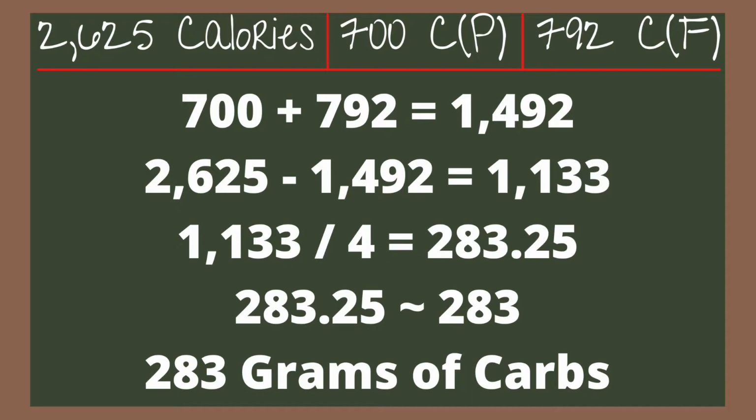So we need to also remember that there are 4 calories per gram of carbohydrates that we take in. So we take the 1,133, we divide by 4, and we get 283.25. That is roughly 283 grams of carbohydrates.